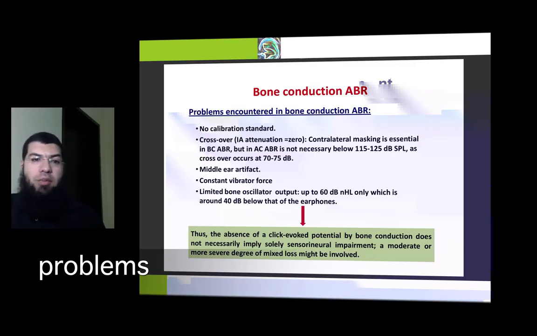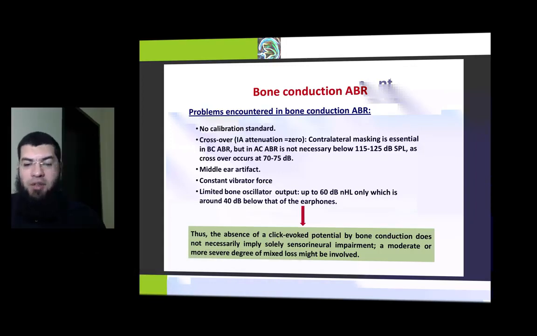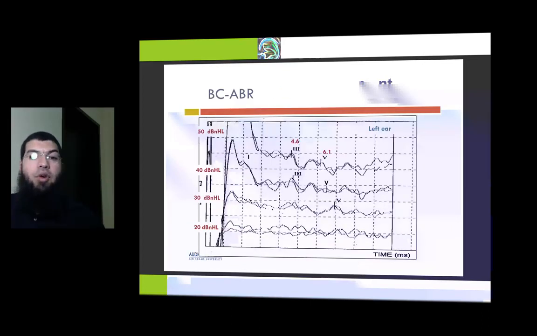What about the bone conduction ABR problems? It has no calibration standard, and as we said, the crossover or interaural attenuation is zero, which makes it essential to do contralateral masking. The output of the bone vibrator is limited; the maximum output is 60 decibel nHL. This is a bone ABR trace where the latency is delayed. It is a normal delay compared with the air conduction ABR, within 0.5 milliseconds. Another issue is that the frequency range of the bone conduction ABR is different from that of the air conduction ABR, as the bone conduction ABR frequency range is around 1.5 kHz.